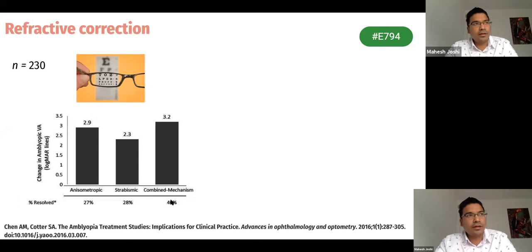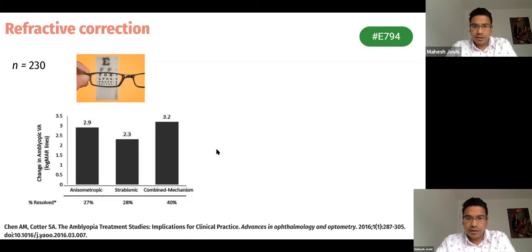Right? So this is another intervention that we take lightly, because from my personal practice in Nepal, a long time back, we used to prescribe patching right away after we had prescribed the glasses, right? What we need to remember is that around 25% of amblyopia could be treated just by refractive correction. So another question comes in: how long should we wait before we start patching once we have prescribed the glasses?